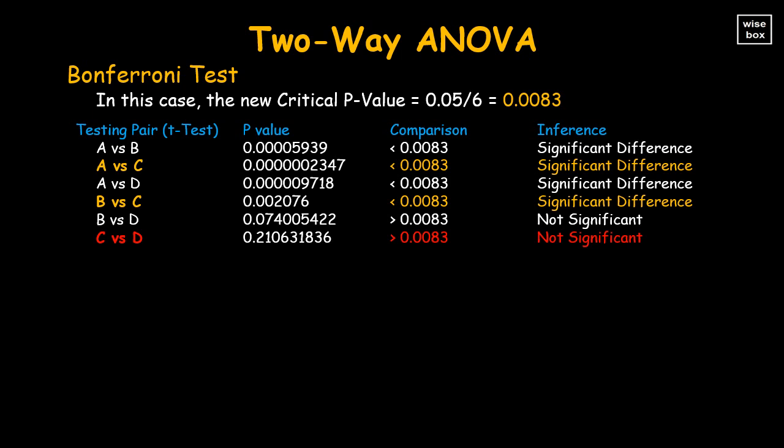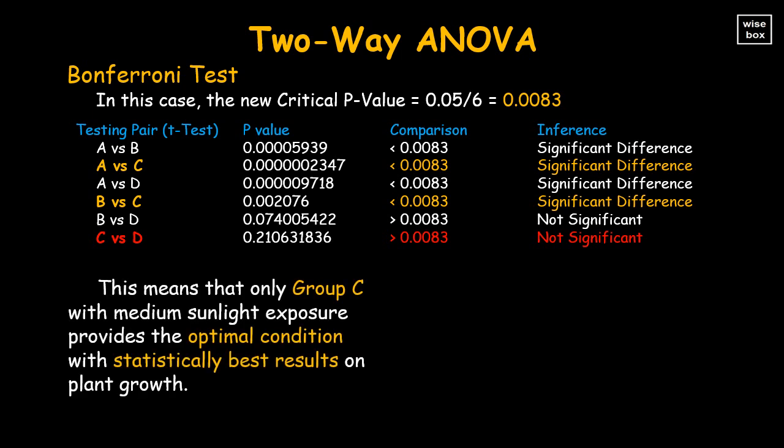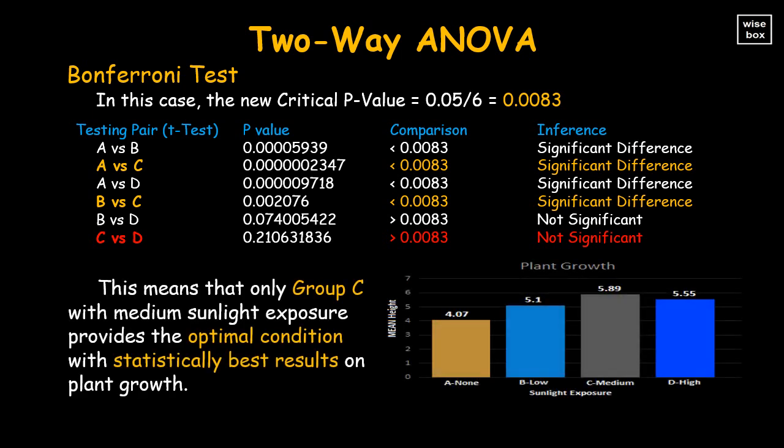Please notice that there is a significant difference in the testing pair AC and pair BC, but not significant for pair CD. This means that only group C with medium sunlight exposure provides the optimal condition, with statistically best results, on plant growth.